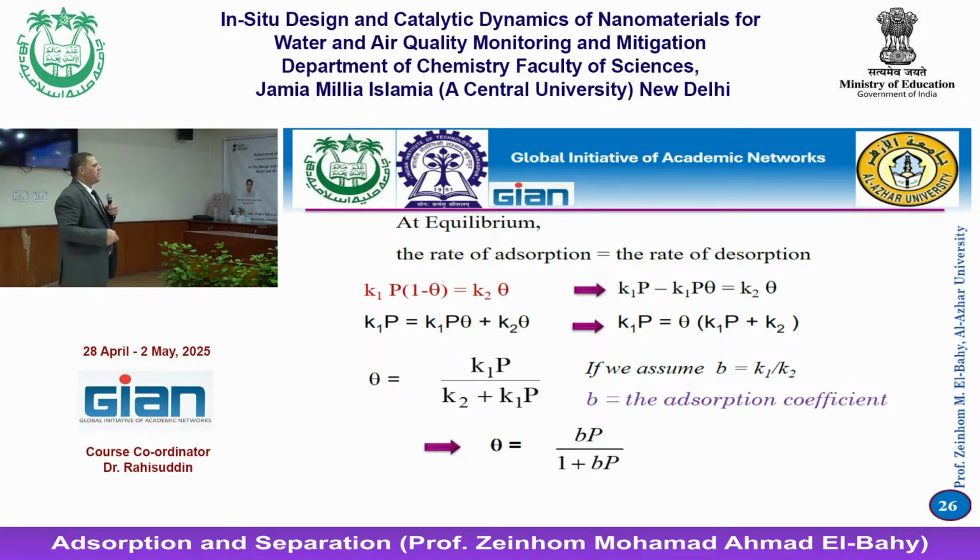We also make some kind of rearrangement. We abbreviate it like this. If we assume B equals K1 over K2, this is very easy, no problem. Theta equals B multiplied by P over 1 plus B multiplied by P.